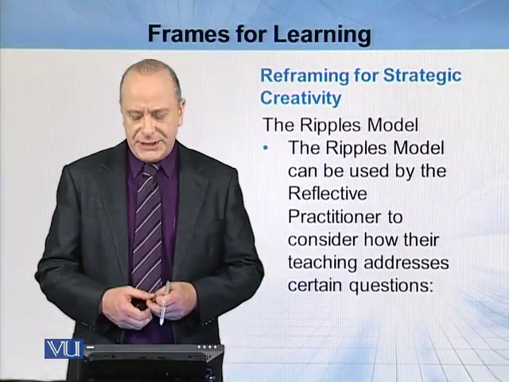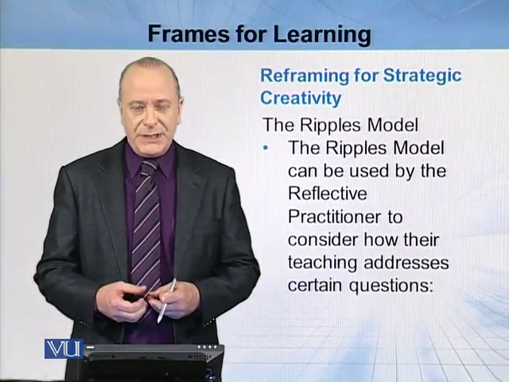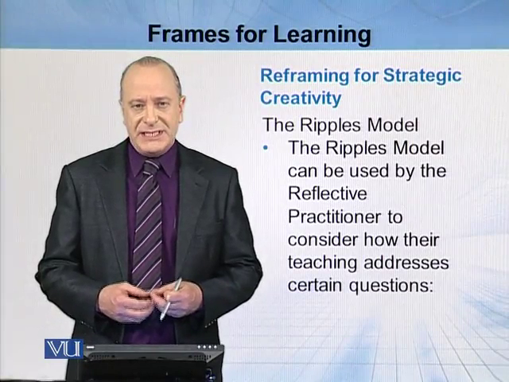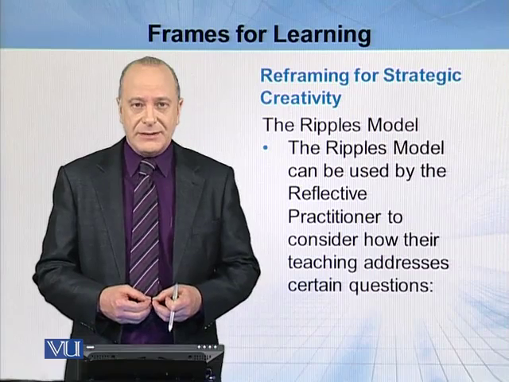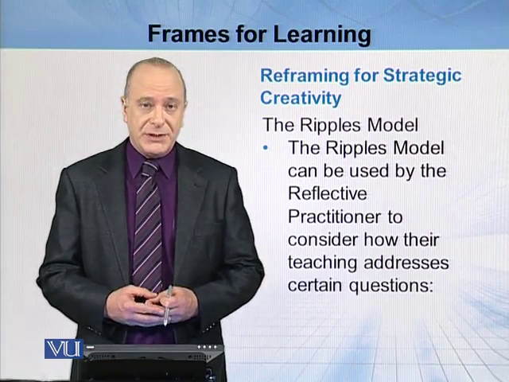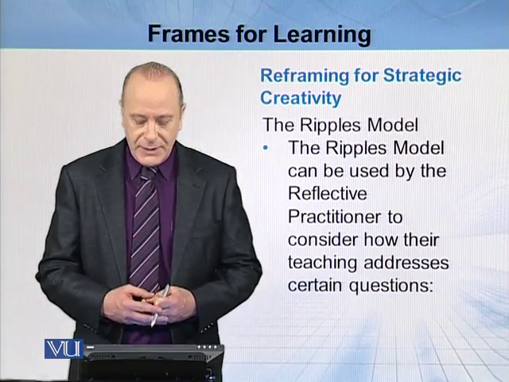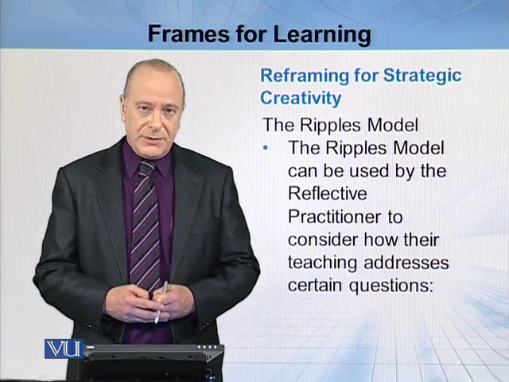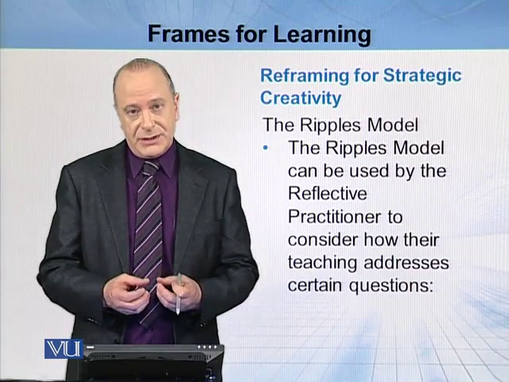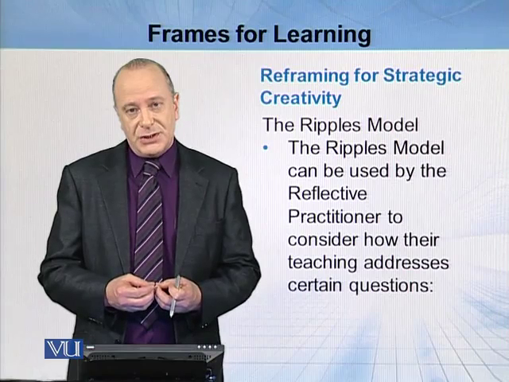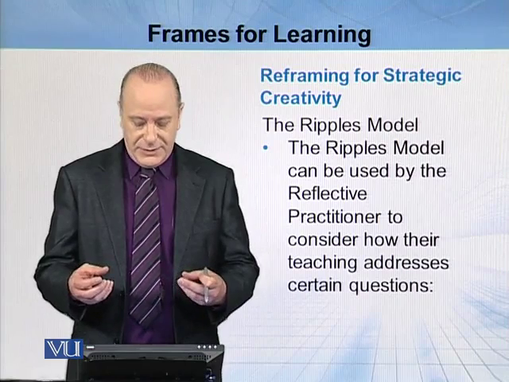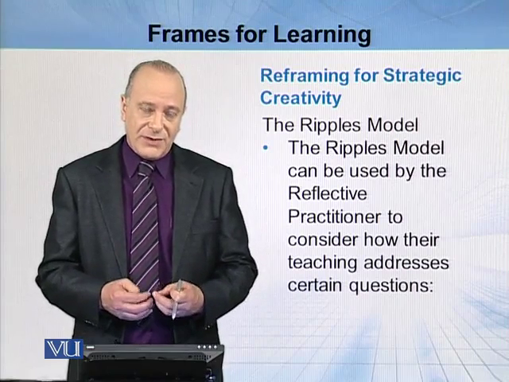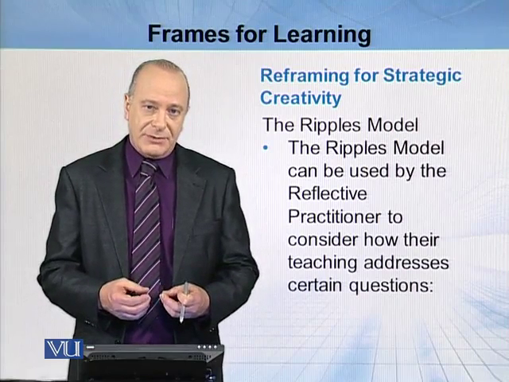Reframing for strategic creativity. We're exploring taxonomies that we can use for reflection. And there's a very useful model that we can use called the Ripples model. The Ripples model is used by the reflective practitioner to begin to address certain issues in the teaching by raising questions in particular key areas.